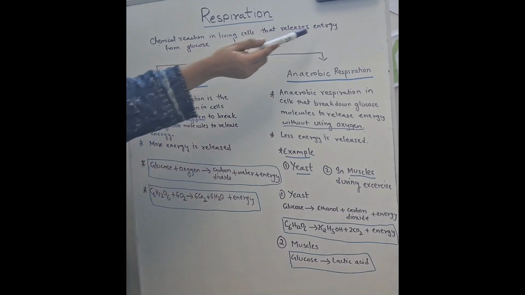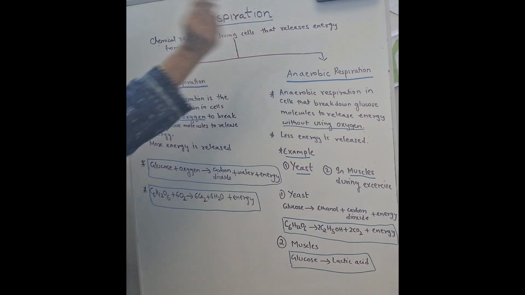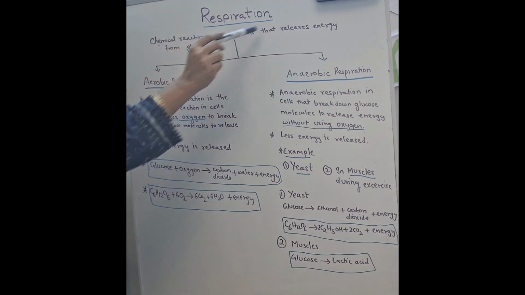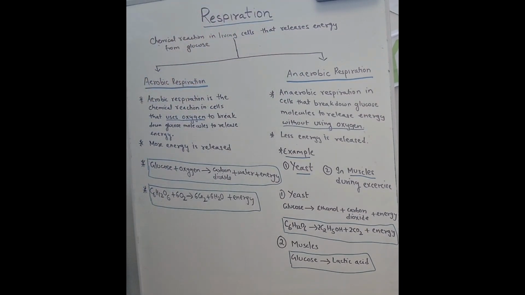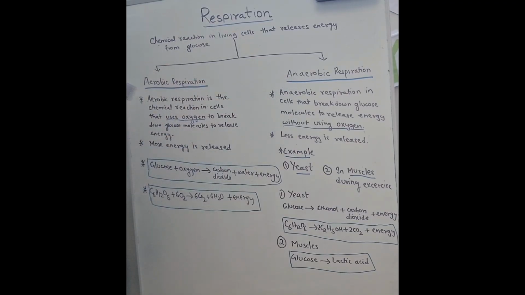And we know that all living organisms need energy. Is it clear? That energy we get from the process of respiration. Now, respiration is of two types. It is aerobic respiration and anaerobic respiration. Is it clear? There are two types of respiration, aerobic and anaerobic respiration.